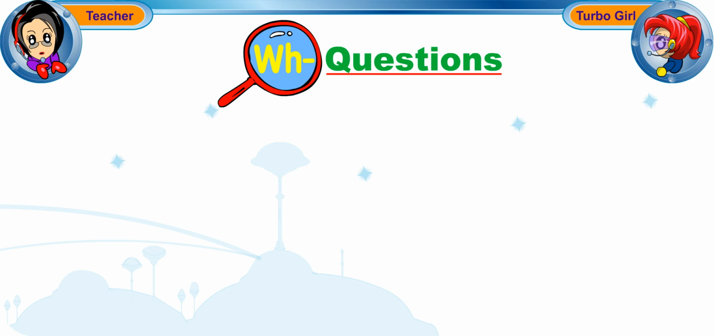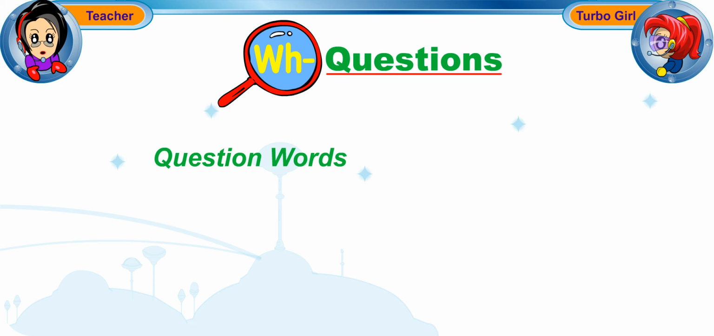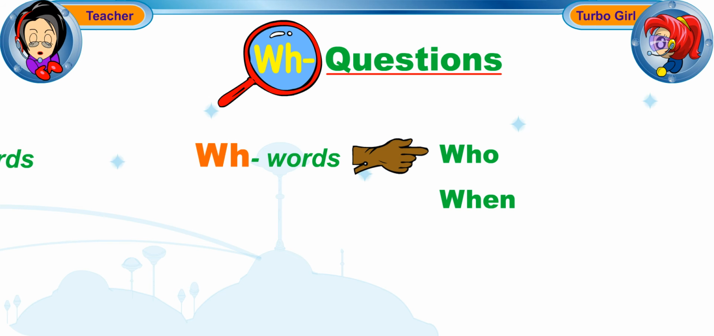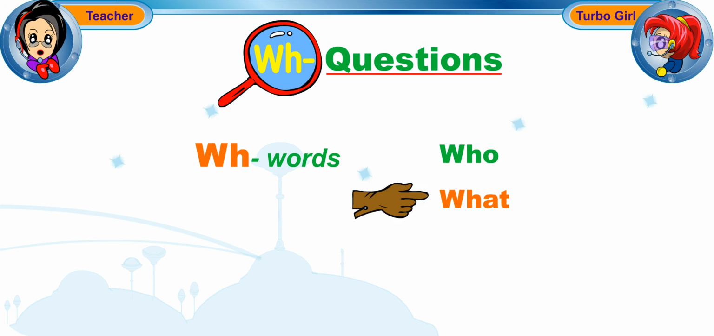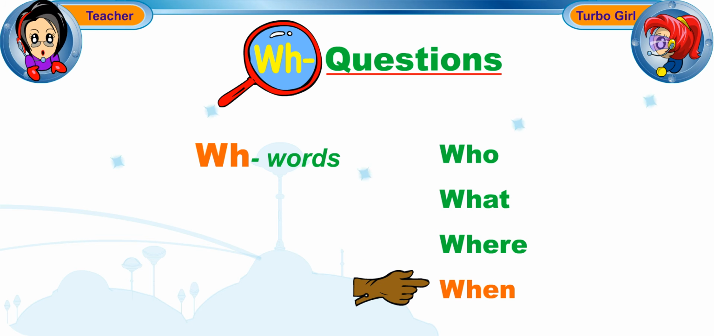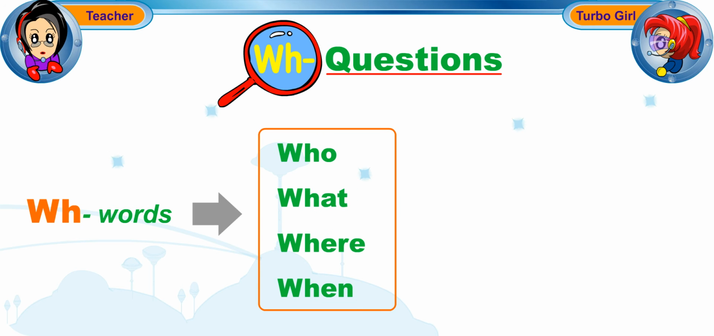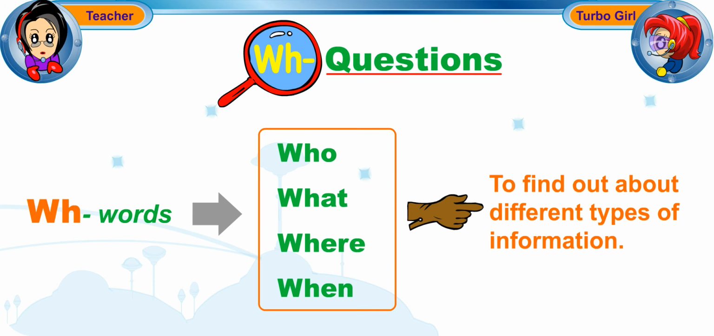WH questions are questions which begin with the question words such as who and when. These question words are called WH words since they usually begin with the letters WH. We will learn 4 types of WH questions today, and they are questions beginning with who, what, where, and when. We use different WH words when we want to find out about different types of information.